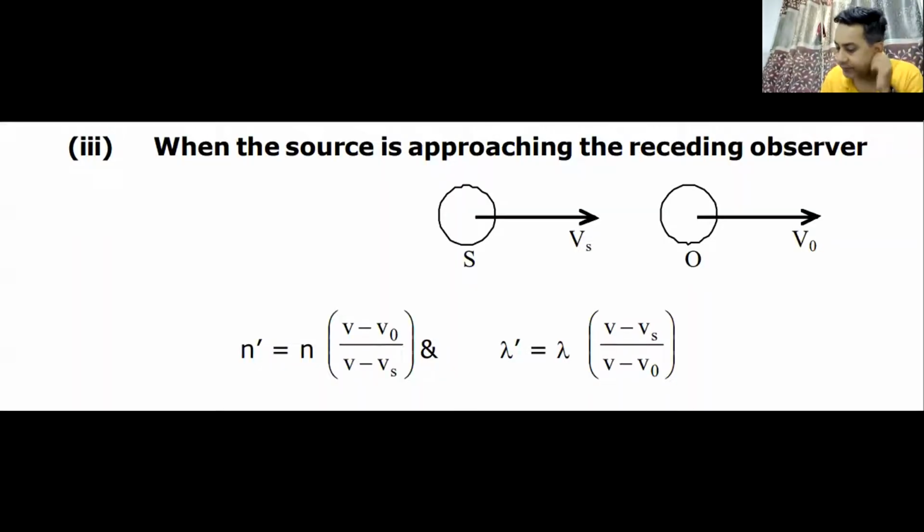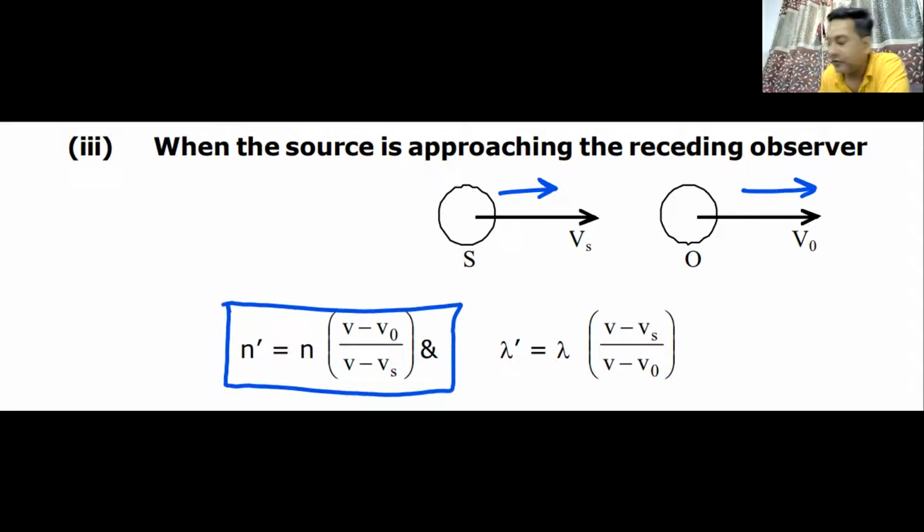We move on to the third case. In the third case, what is happening? The source is approaching and the observer is moving away. Do we see this? So this will be the case. Case number one, the source is approaching. Case number four, the observer is moving away. We put both cases together, and thank God in this case the formula is given correctly. Do we understand this?